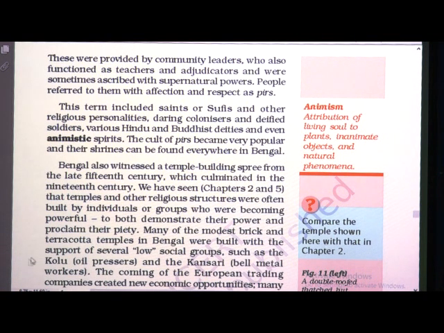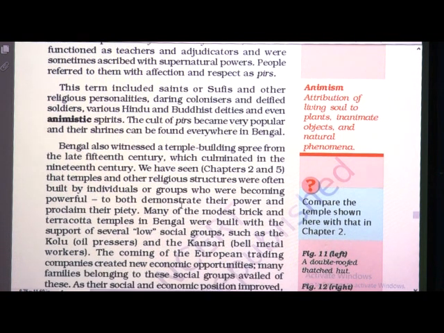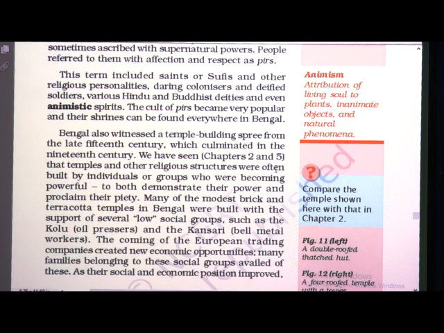Bengal also witnessed a temple building spree from the late 15th century, which culminated in the 19th century. We have seen in chapters 2 and 5 that temples and other religious structures were often built by individuals or groups who were becoming powerful, both to demonstrate their power and proclaim their piety.